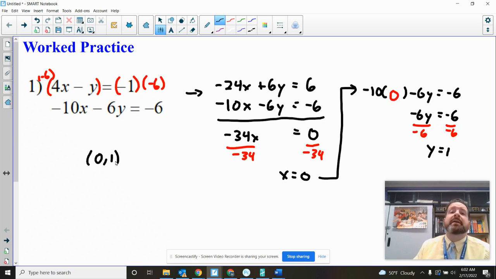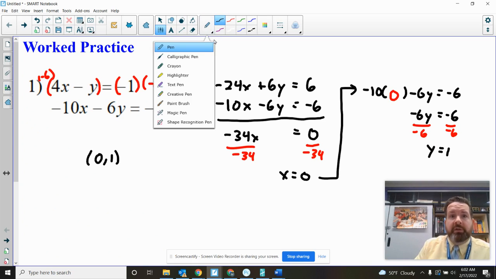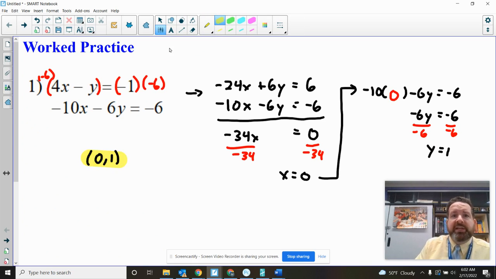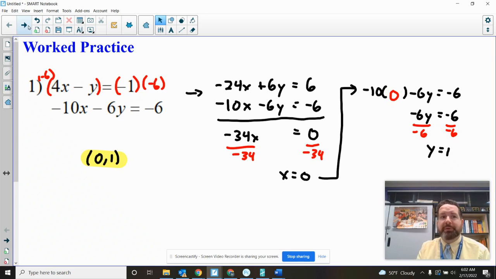To check it, make sure you use the original equations, just in case you made a mistake somewhere along the way. So if I put a 0 and a 1 in, that'd be 0 minus 6 is -6. That works. And on the top, it'd be 0 minus 1 is -1. That also works. So we're good.